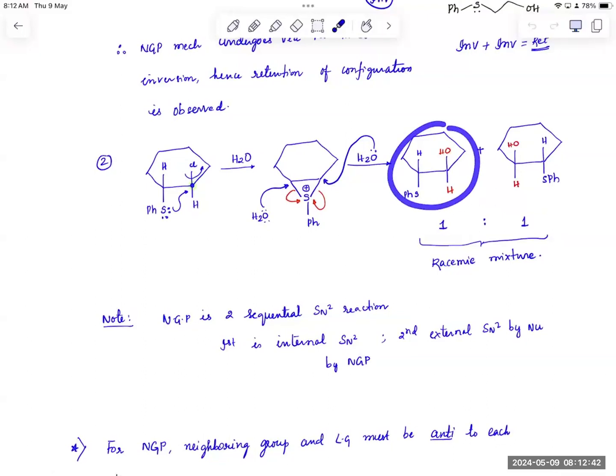But notice, structurally they look exactly the same, which means I'll get a 1:1 ratio for this one, and that would be a racemic mixture. So in such a case, when the cyclic structure is formed and both sides of the groups are similar, there is a chance of getting a racemic mixture. I hope all of you understood this point.